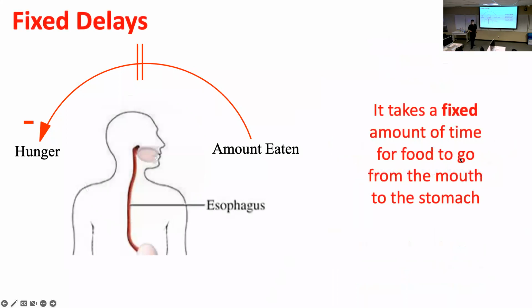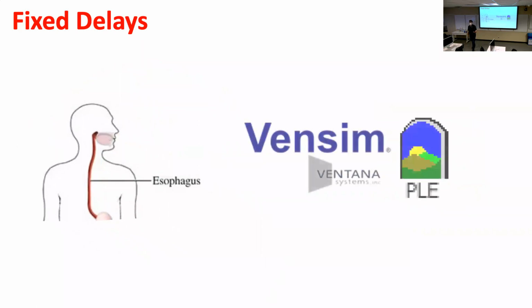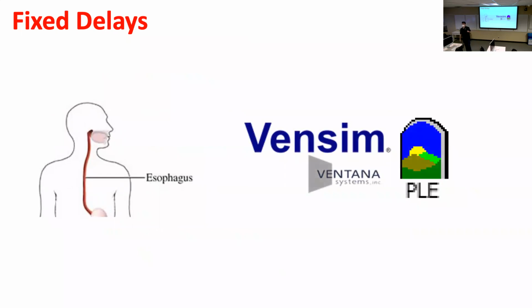Well, if you think about it, one of the things that causes a delay when you eat food is the time it takes to actually get down the esophagus. So, food goes in, gets chewed up, it forms a bolus, and that bolus goes down the esophagus until it eventually hits the stomach. And it takes a fixed amount of time to get from the throat down into the stomach. So that's one of the things that we might need to simulate is fixed delays.